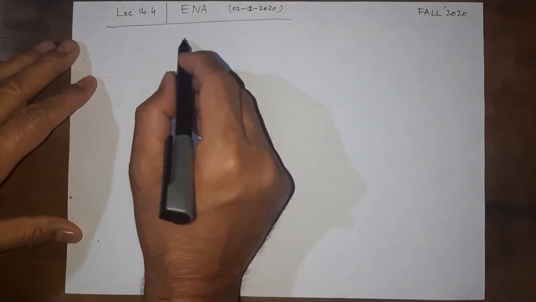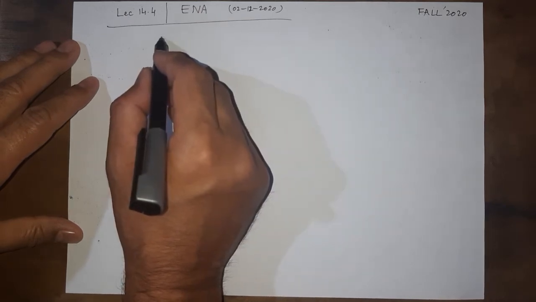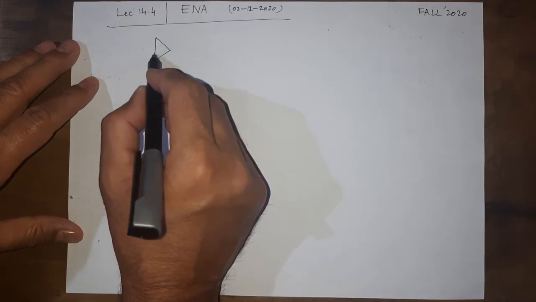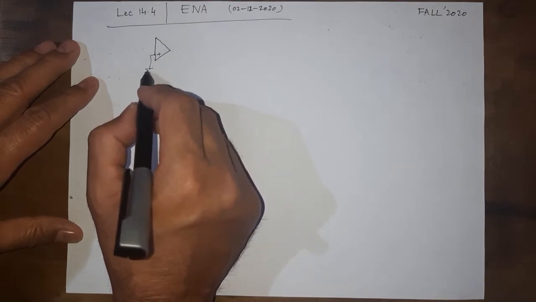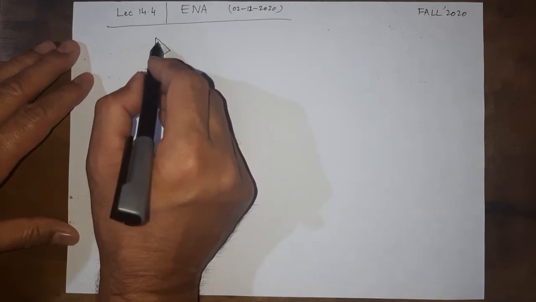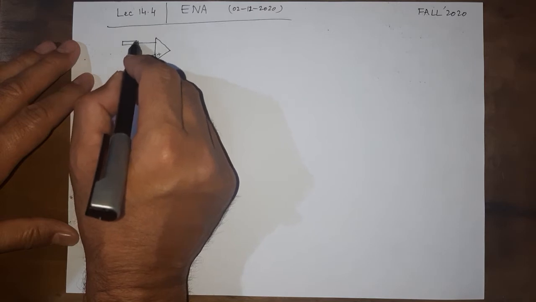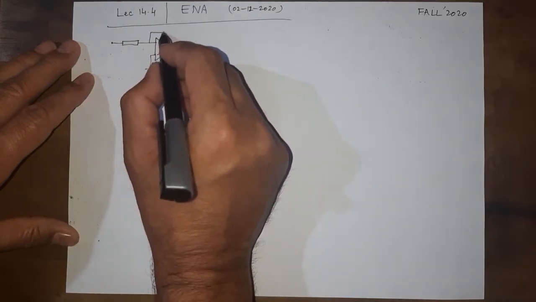I hope you have not forgotten the op-amp circuits. So suppose we have an operational amplifier circuit, and remember that the non-inverting input is usually grounded. And suppose we have an impedance connected here. I am drawing the circuit in the frequency domain.